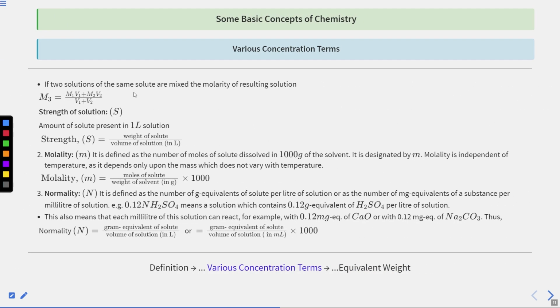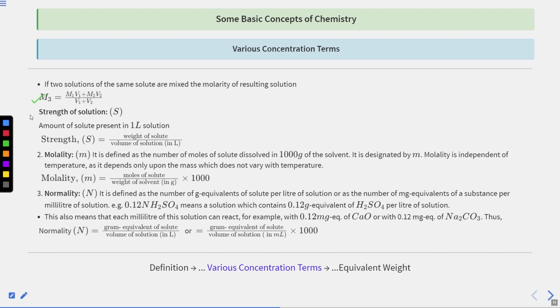If two solutions of the same solute are mixed, the molarity of the resulting solution will be as follows. The solutes are the same and two solutions are mixing. So the molarity of the resulting solution will be defined as M3 equals M1V1 plus M2V2, divided by the sum of the volumes of the two solutions.